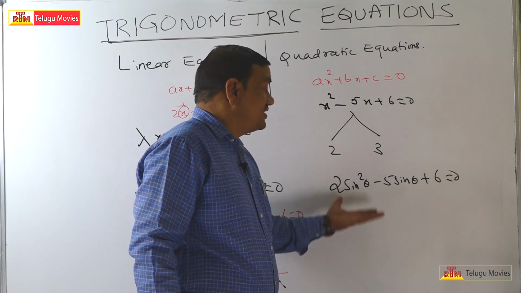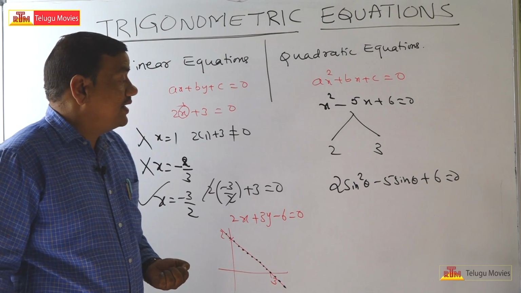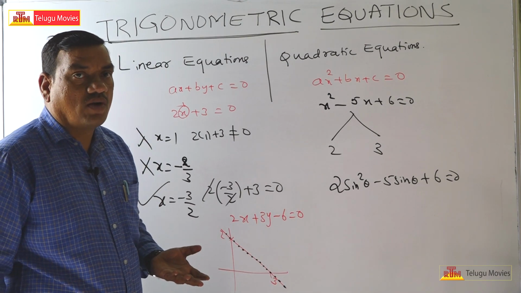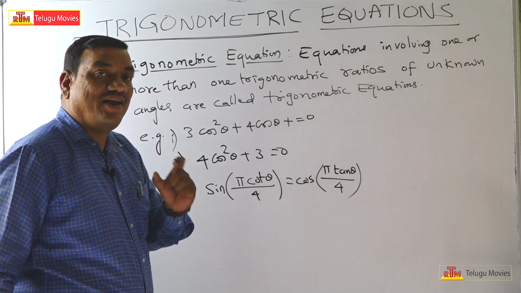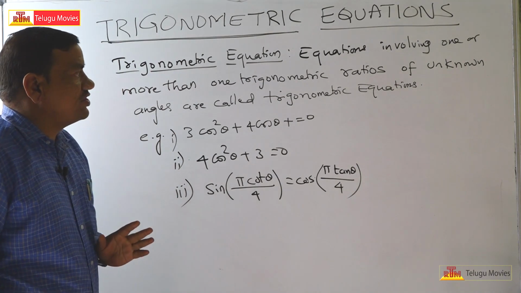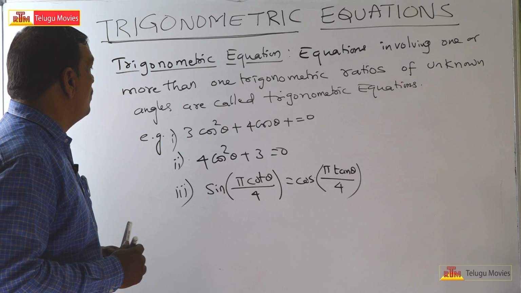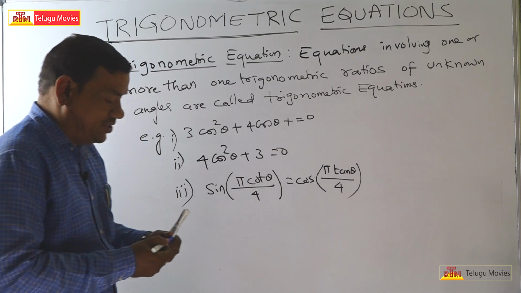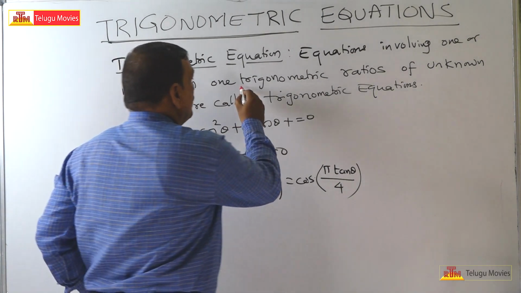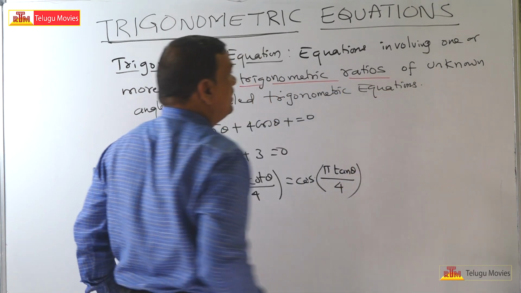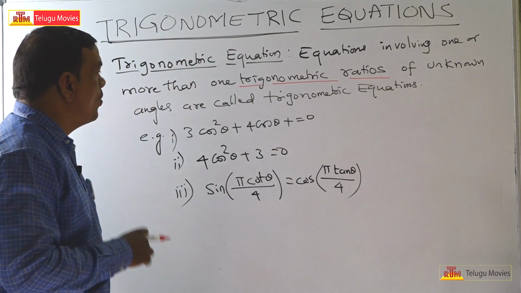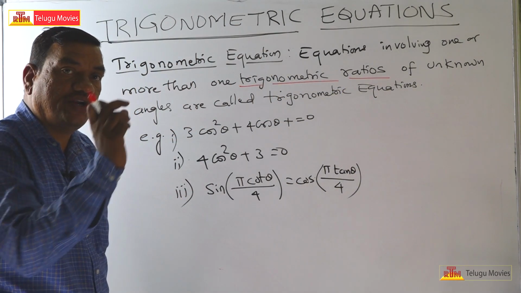Now, let us see the definition and formulas of trigonometric equations. The definition of trigonometric equations: equations involving one or more than one trigonometric ratio.